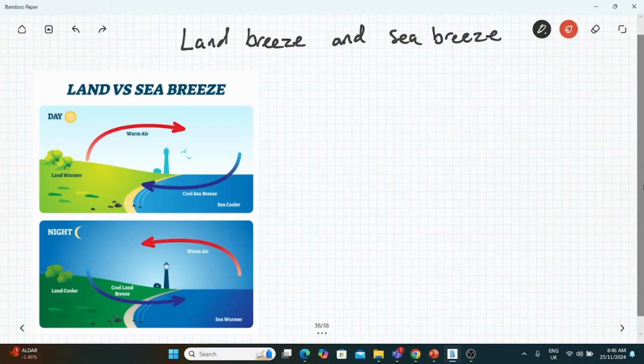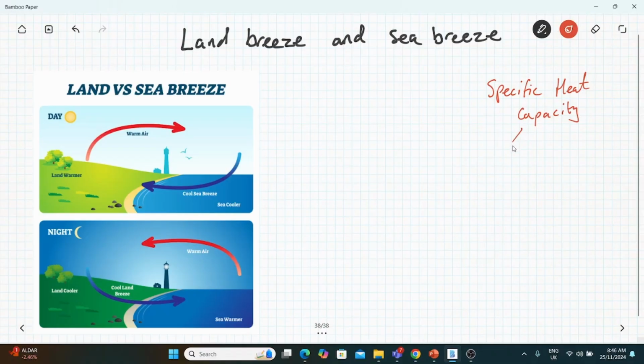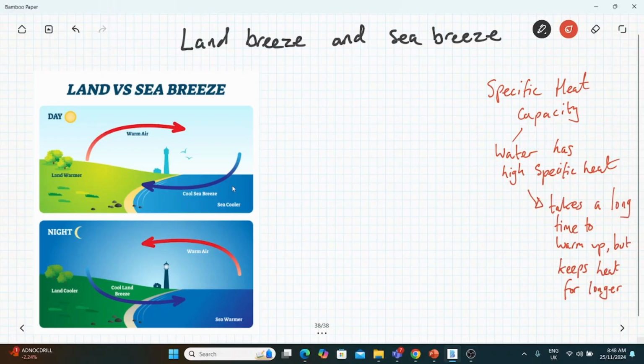Today we're going to be talking about land breeze and sea breeze. In order to understand this, you have to understand specific heat capacity. Water's got a very high specific heat capacity. This means that it takes a long time to warm up, but once it's warm, it stays warm for a very long time. This means that during the day, the water is going to be colder than the land. And during the nighttime, what happens is the land releases all of its heat, whereas the sea holds onto its heat. So now at nighttime, it's hot over here and cold over there.